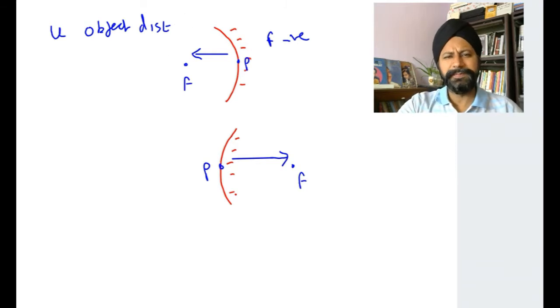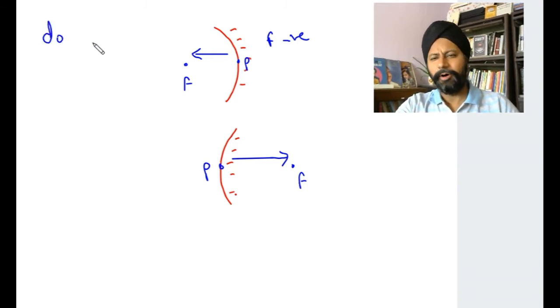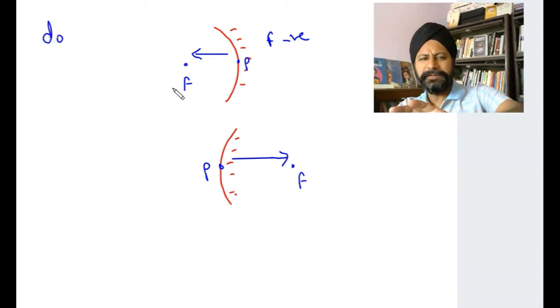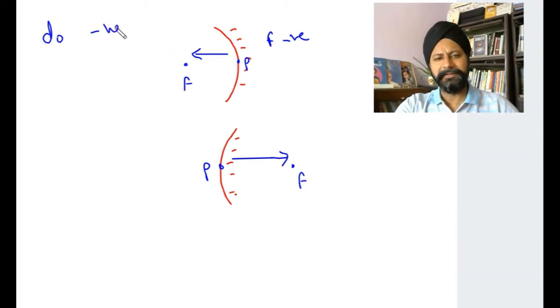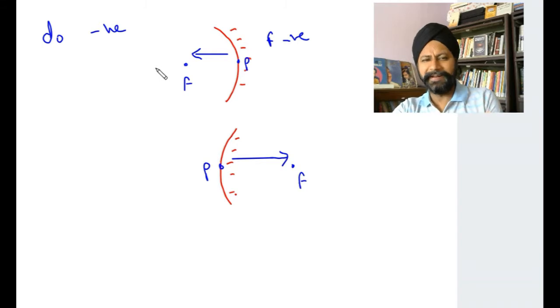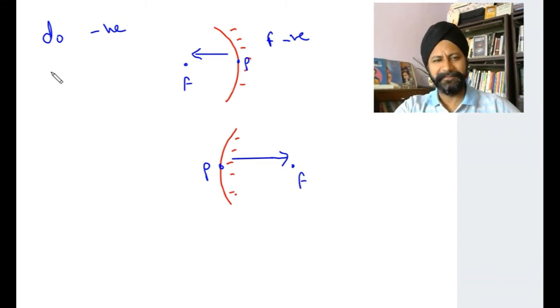Let's actually use those better conventions. I don't really like U and V because that confuses. So let's call DO the object distance. Now because we are placing the object always on the left side of the mirror, this is always negative. So there is nothing to explain in this. The object is always placed on the left hand side, so it is always negative.